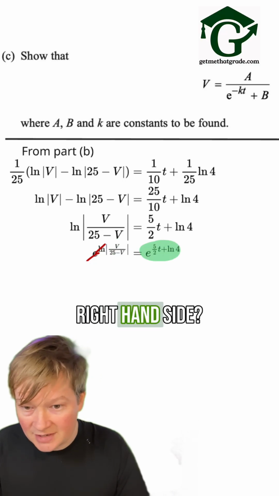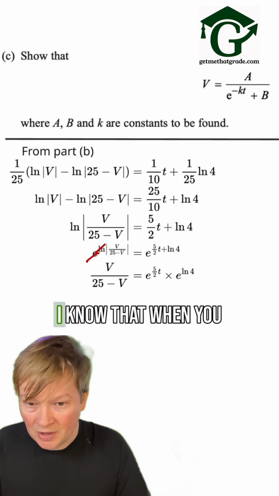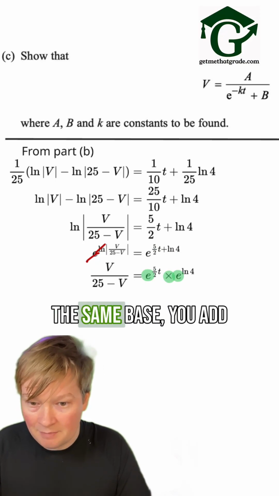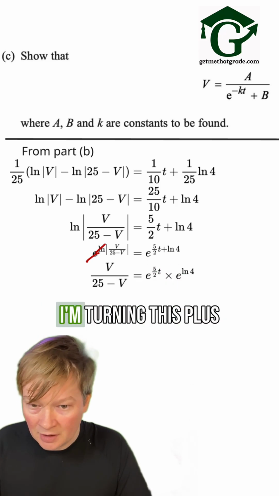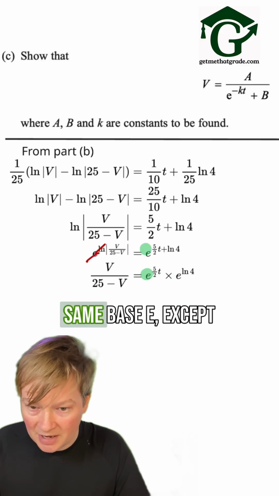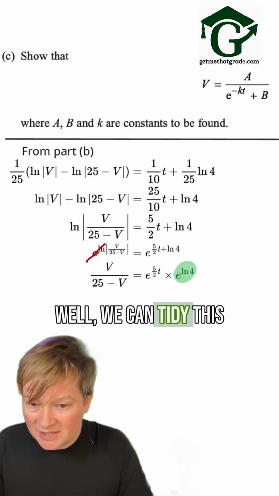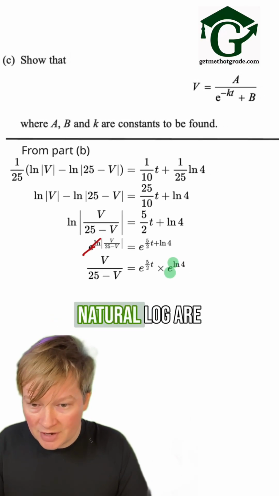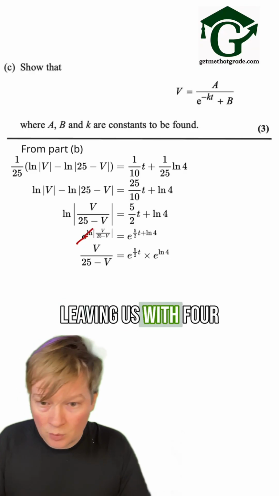What can I do with the right-hand side? Well, I can split this up using our rules of indices. I know that when you multiply two things of the same base, you add the powers. So I'm just applying that rule in reverse here. I'm turning this plus sign into two separate exponentials with the same base, e, except we're now multiplying them. Why would I do that? Well, we can tidy this up. Again, exponential and natural log are opposites. They will cancel each other out, leaving us with 4 here.